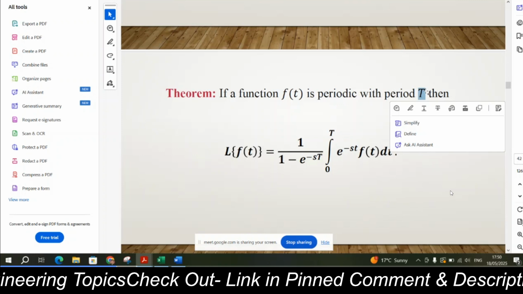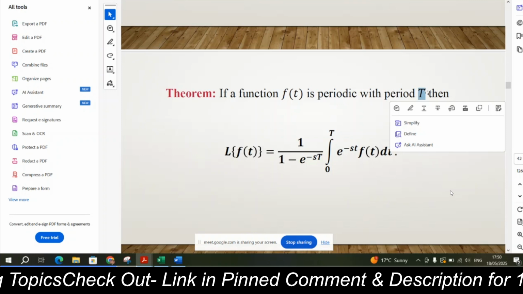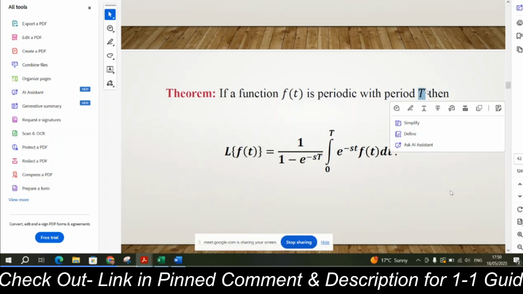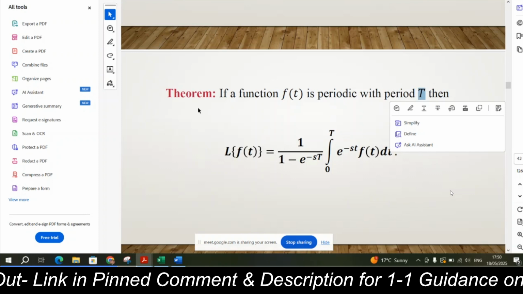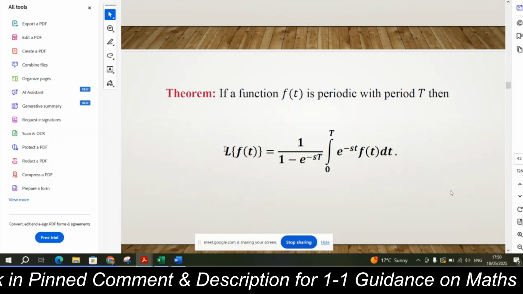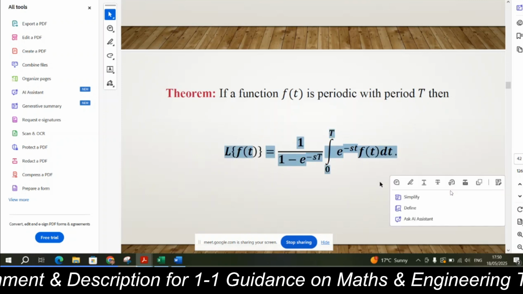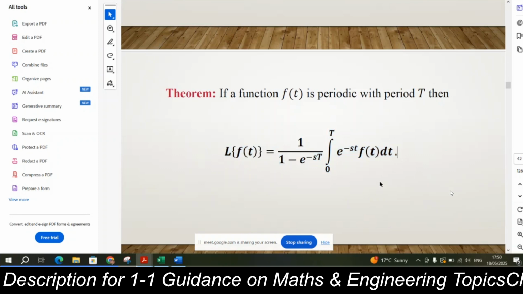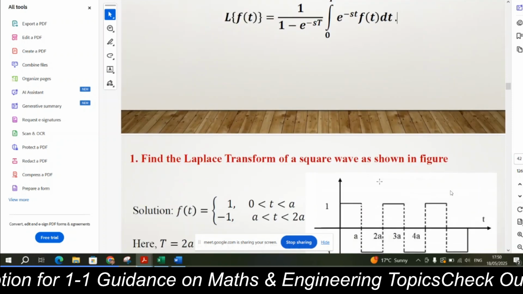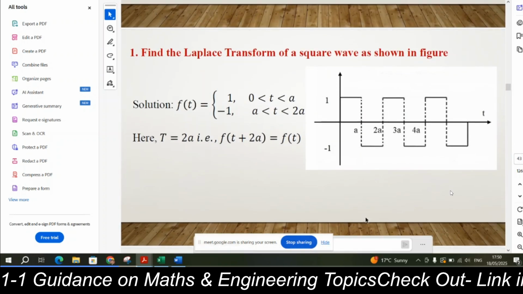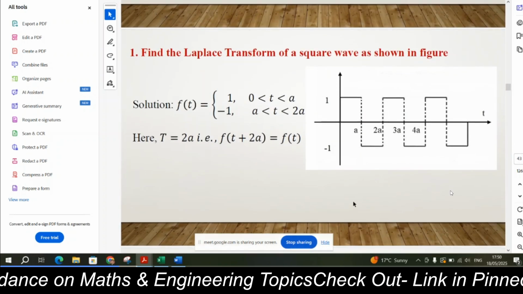Periodic with the period T. So if you know the period with which the function is repeating, then instead of applying the usual Laplace transform, you can simply apply this particular formula. Is this clear? Okay. Shall we proceed further? Okay, so let's look over here.